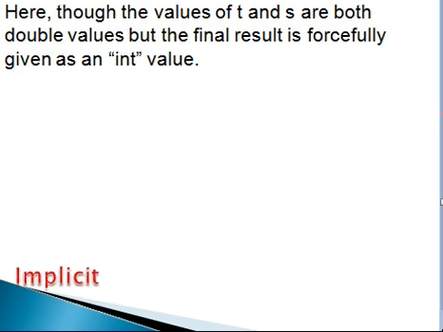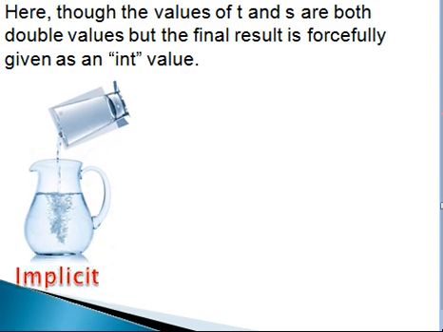So let us discuss it one more time. We are talking about implicit conversion. See this diagram. Here we are trying to pour the water contained in a glass into a jar, into a jug. Now if you see, the capacity of a glass is lesser than the jug, so we can easily pour the water into the jug. So this happens automatically.